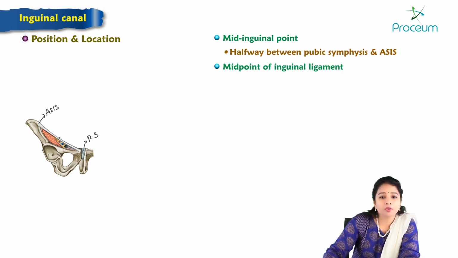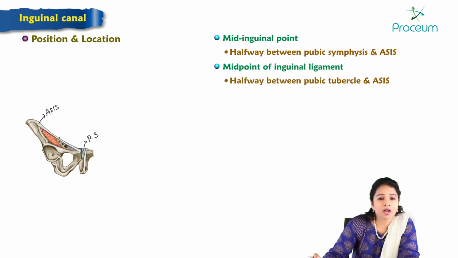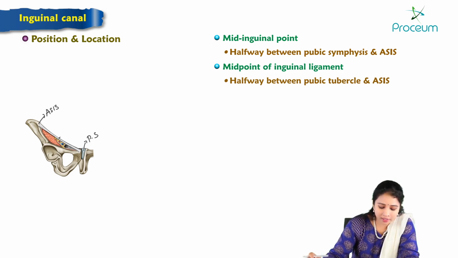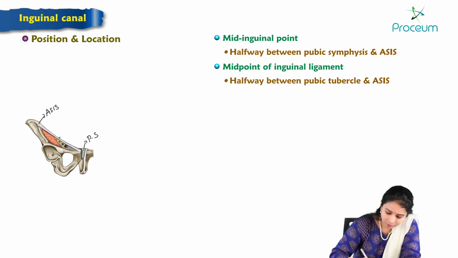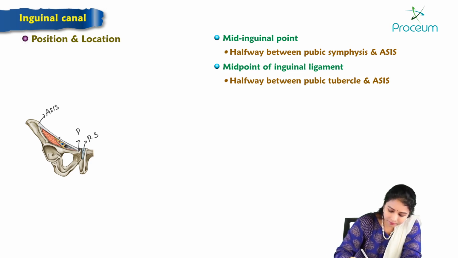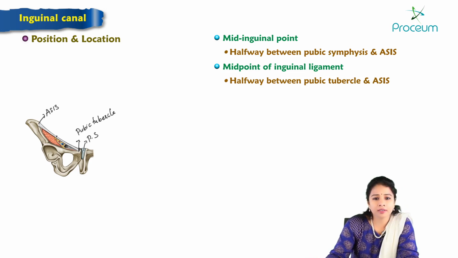And the midpoint of inguinal ligament is the halfway point between the pubic tubercle and the anterior superior iliac spine. Here is the pubic tubercle, where the inguinal ligament attaches. So the point between these two points is the midpoint of inguinal ligament.